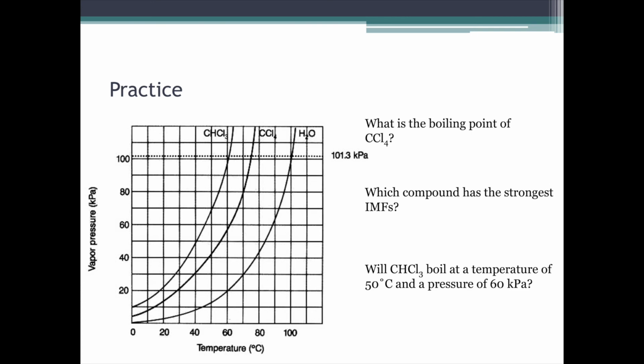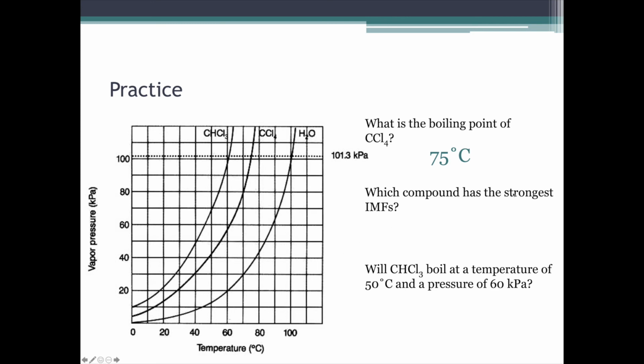Okay, so looking at the first question, what is the boiling point of CCl4? I need to find where the vapor pressure line for CCl4 equals atmospheric pressure. Now this is in kilopascals, so atmospheric pressure is 101.3. So where these two meet, I'm going to estimate about what temperature that is. You should have gotten around 75 degrees Celsius. If you got 74, 76, that's fine. Remember, we're estimating that last digit.